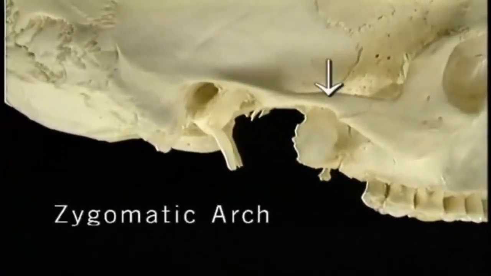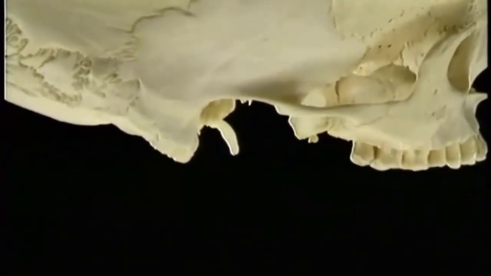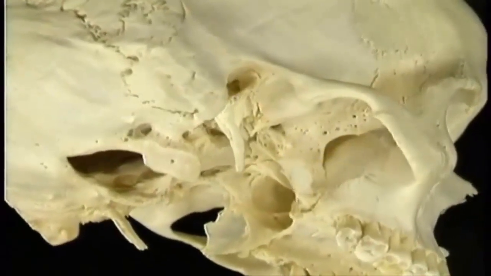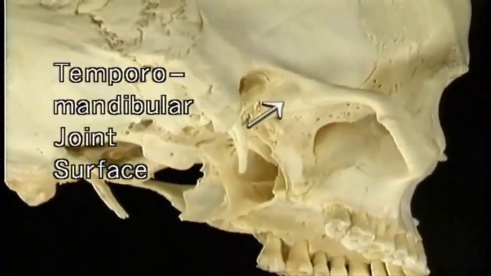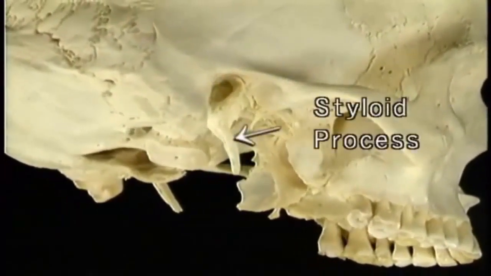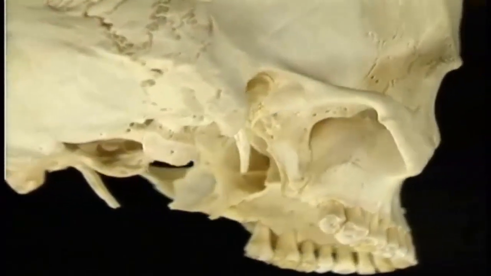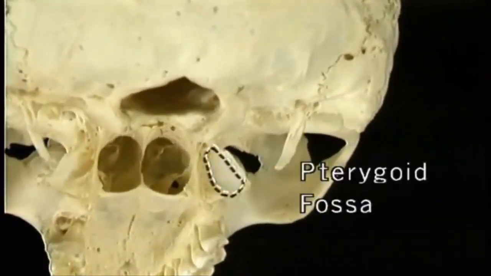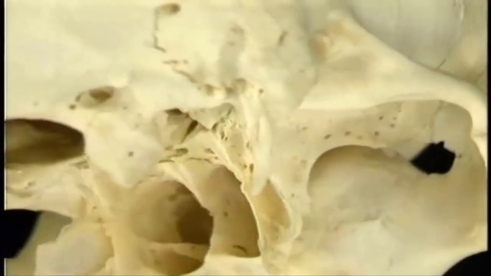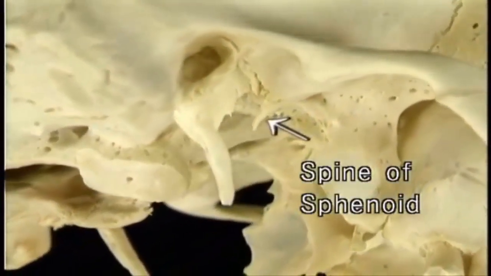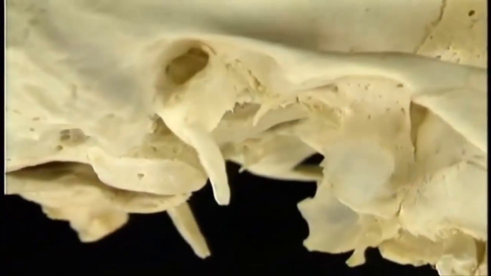Here's the zygomatic arch, enclosing the temporal fossa and the infratemporal fossa. Here's the joint surface of the temporomandibular joint, with the external auditory meatus and the styloid process just behind it. Here are the pterygoid plates, with the pterygoid fossa between them. This sharp projection, just medial to the temporomandibular joint, is the spine of the sphenoid bone.